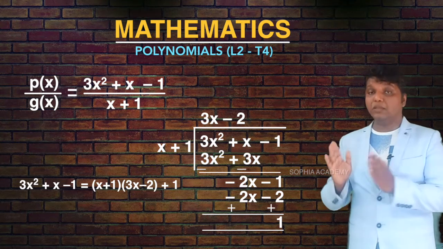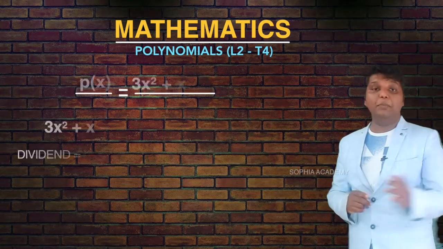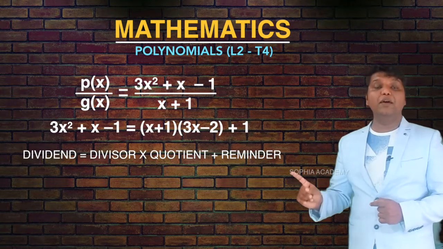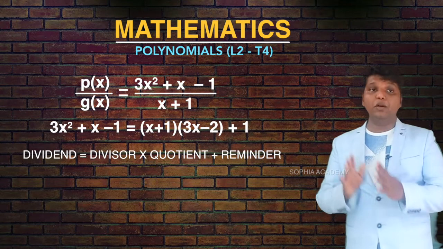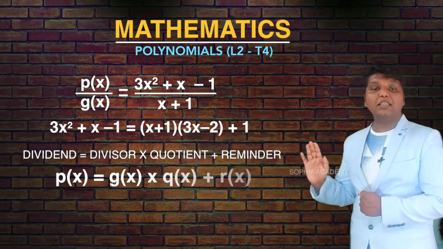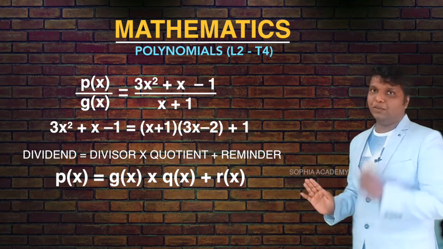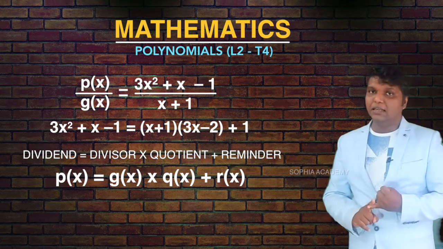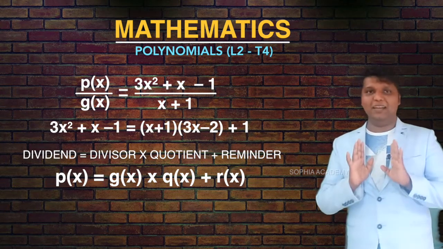x plus 1 into 3x minus 2 plus remainder 1, right? Plus 1. That means dividend is equal to divisor into quotient plus remainder. That is the way. So we can represent this as p of x is equal to g of x into q of x plus r of x, where p of x is the dividend, g of x is the divisor, q of x is the quotient, r of x is the remainder.